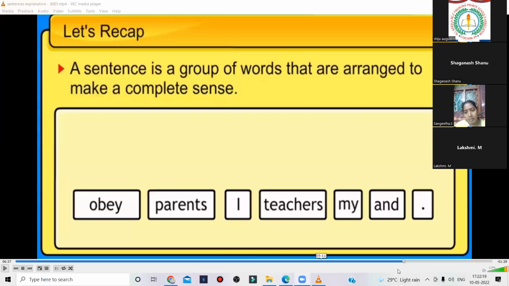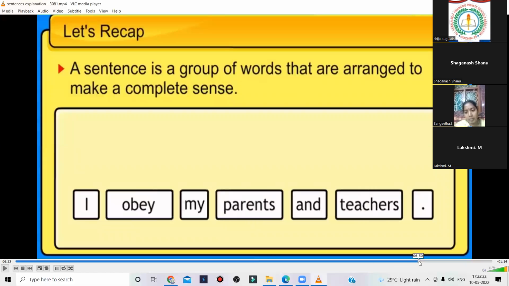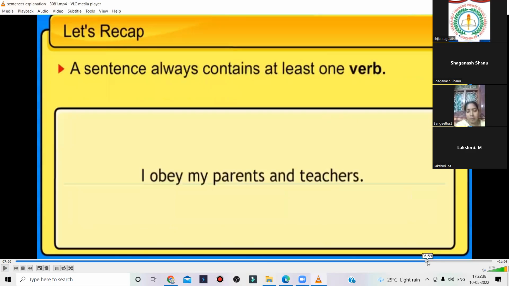So here, let us see the subject and predicate in a sentence. There shall be a subject and a predicate. Here, I is the subject. See, I obey my parents and teachers. Now, the full stop also. Now, this is the complete sentence. Okay. I obey my parents and teachers.